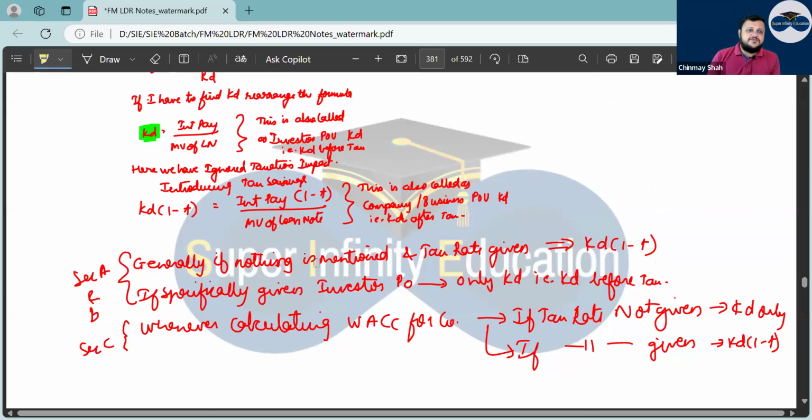It is an irredeemable debt, so never are you going to get your principal back, right? For Section A and B, generally, if nothing is mentioned and a tax rate is given, take Kd(1 minus tax rate).